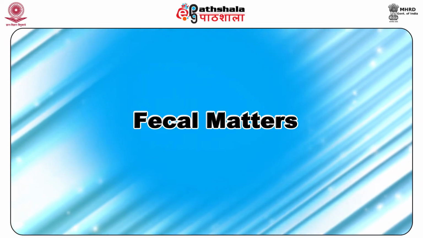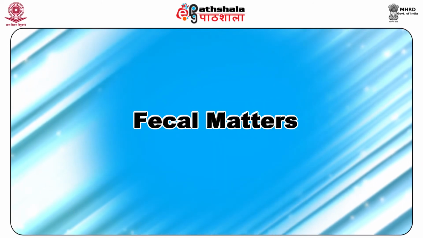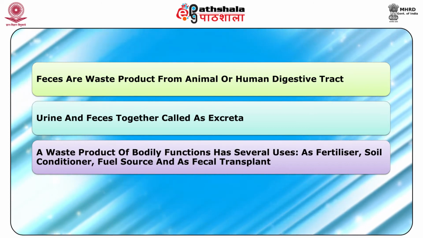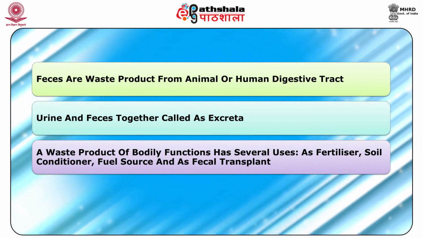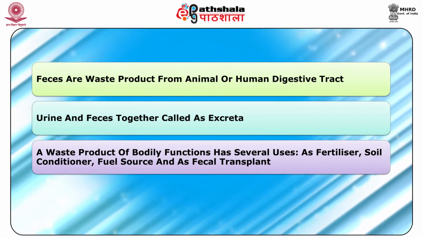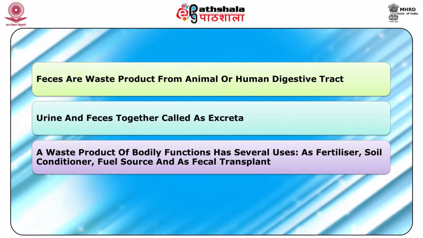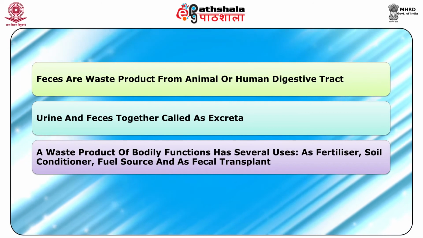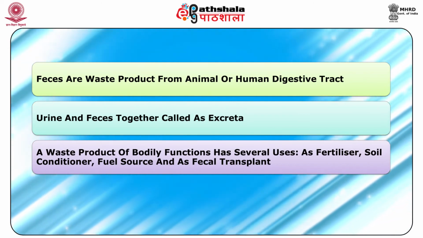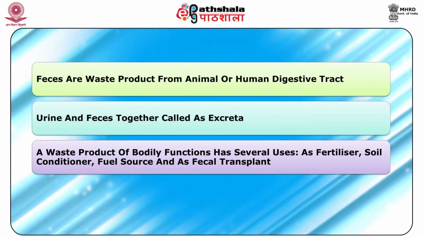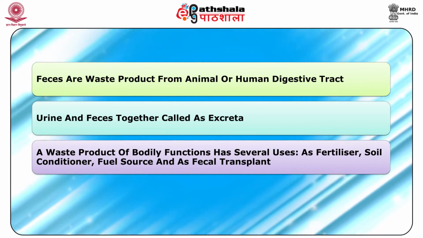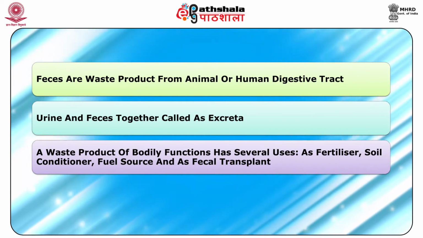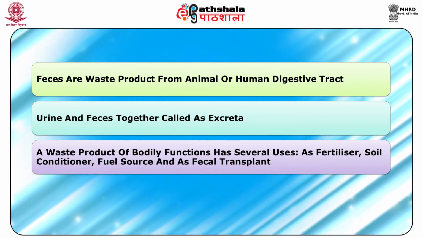Now we will start the second topic, that is fecal matter. Feces are a waste product from the animal or human digestive tract, expelled through the anus or cloaca by a process called defecation. Urine and feces together are called excreta. Feces are primarily a waste product of human or animal bodily function. It nevertheless has several uses, as fertilizer, soil conditioner, fuel source, and even medical purposes as a fecal transplant.